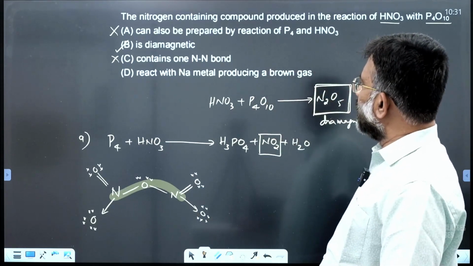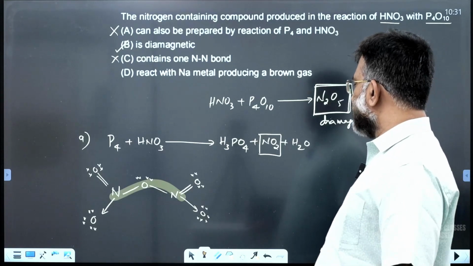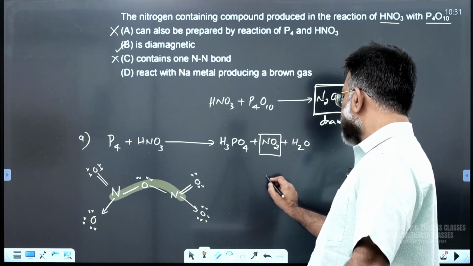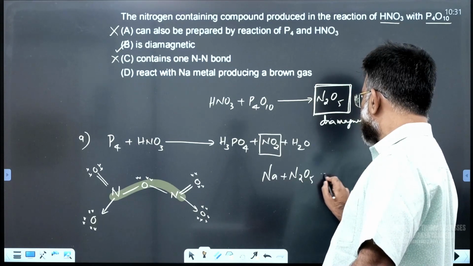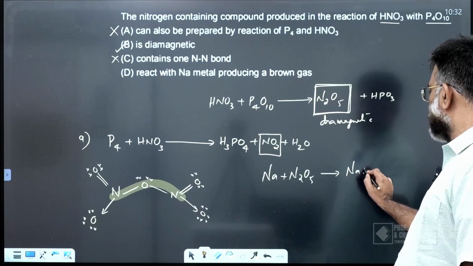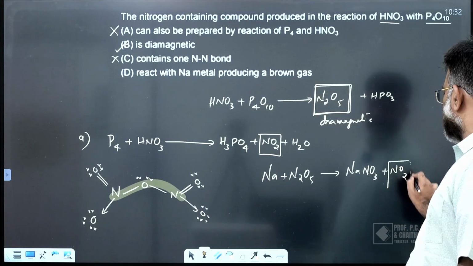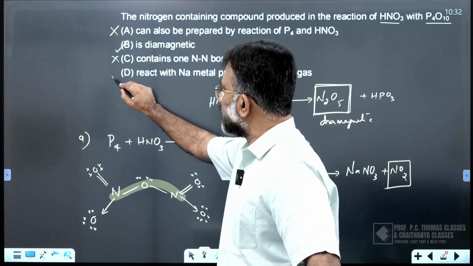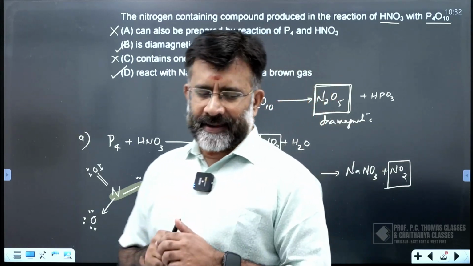What next? Reaction with the Na metal produces a brown gas. This is reacting with the metallic sodium, metallic sodium reacting with the N2O5. You will get sodium nitrate liberating brown colored NO2 gas. That is a true statement. So option B and D is the correct answer.